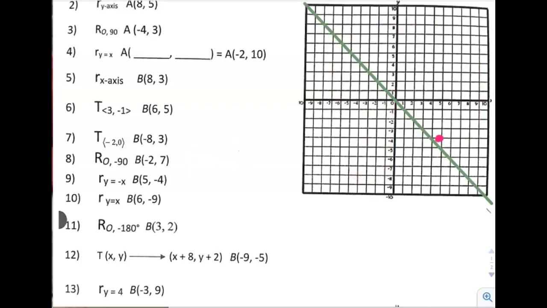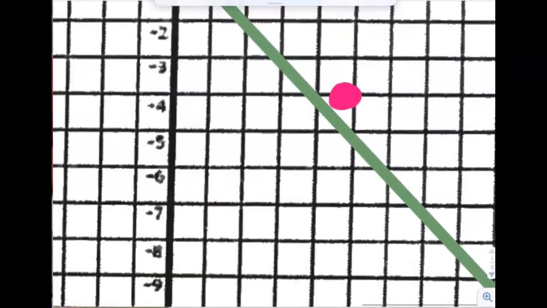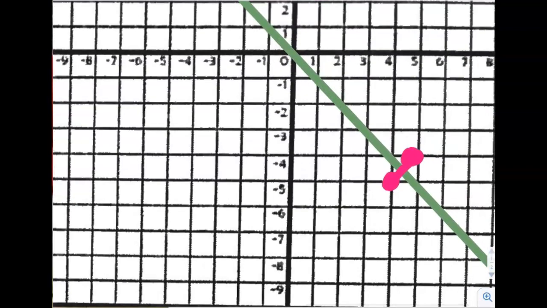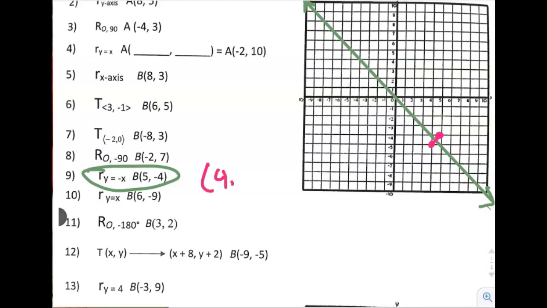And number 9, y equals negative x. Y equals negative x is a diagonal line that goes downhill through the origin with a slope of negative 1. The point 5, negative 4 is so close to that line. It's only half a box away, so you go half a box to the other side, and you are at 4, negative 5. It was really close.